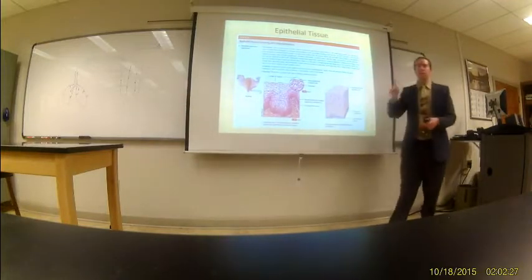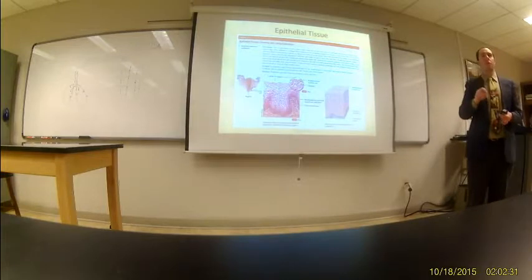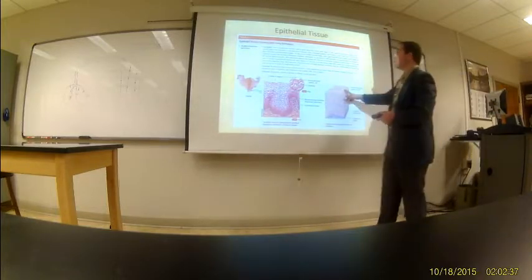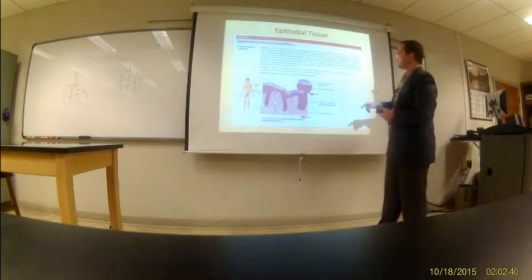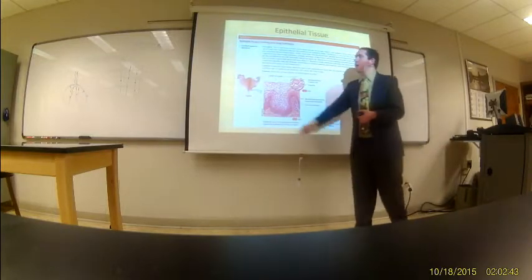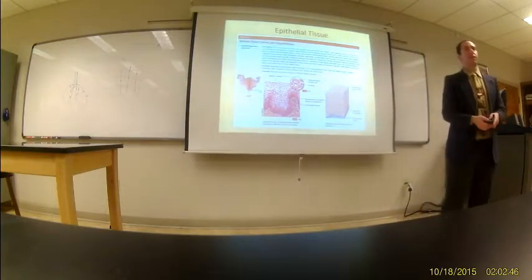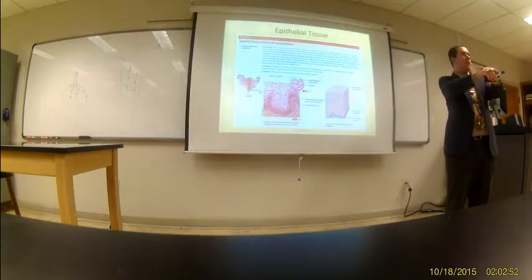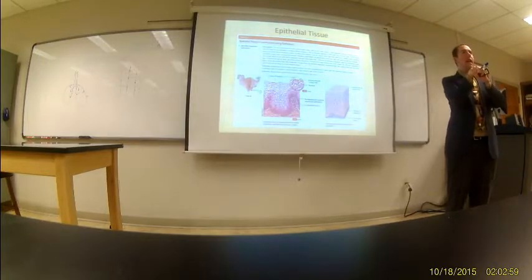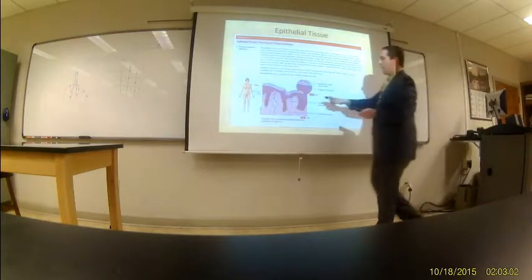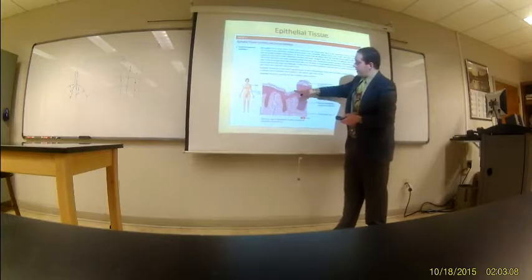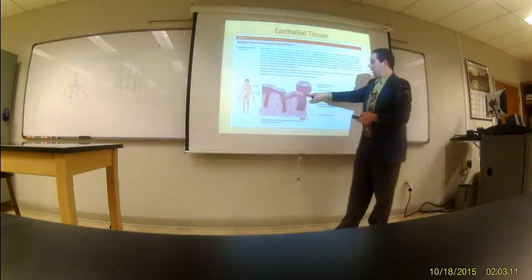We have multiple layers of cells because it is going to be used for protection. The skin is used for protection. So we need a whole bunch of layers of cells. This is a non-keratinized stratified squamous epithelium. Keratin is a protein that we can secrete on the surface of our skin. It dries and makes a hard coating. So our skin is keratinized, we say. Our skin looks like this. We have the stratified squamous epithelium here, and then sitting on top is this wavy layer of keratin.